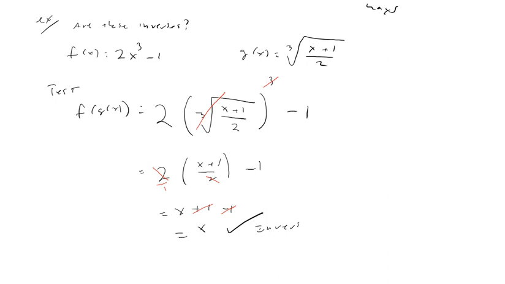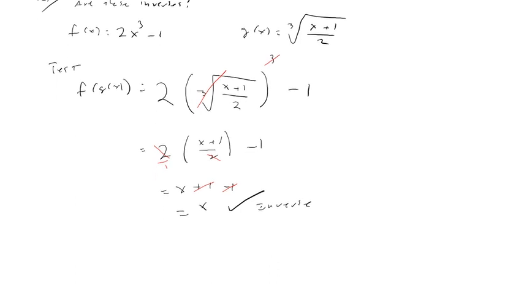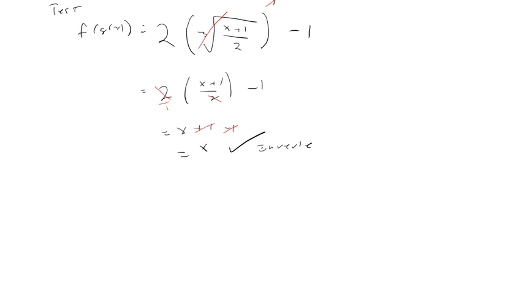Because that was what we require. We require everything to cancel, and we're left with only x by itself. That's how we know it's an inverse. All right, we tested the f of g. We've got to go the other way too, because maybe it works one way, but not the other. We've got to do it both ways.